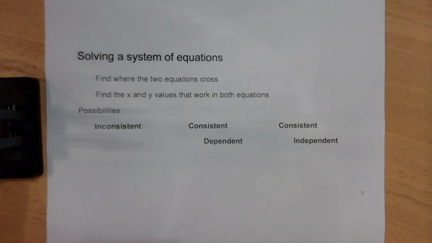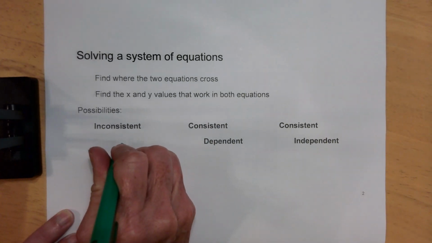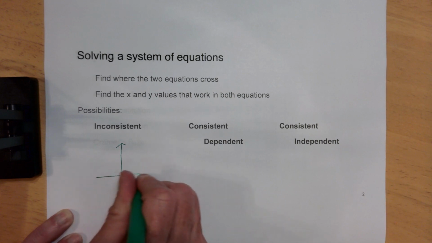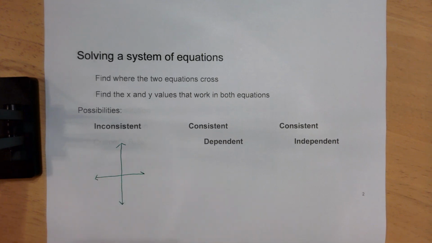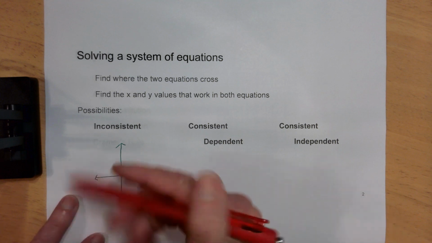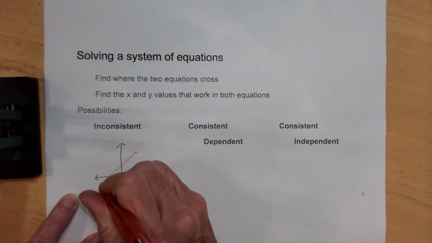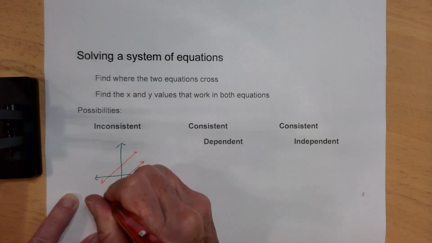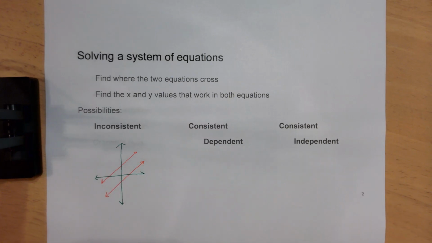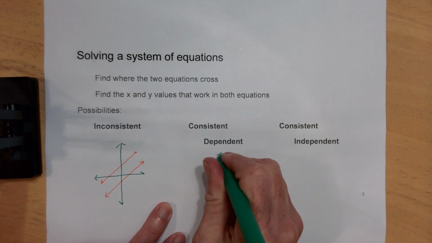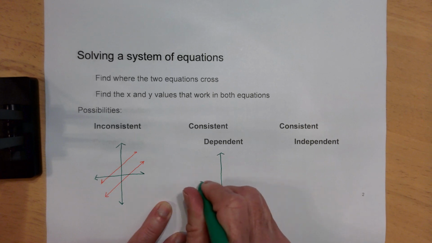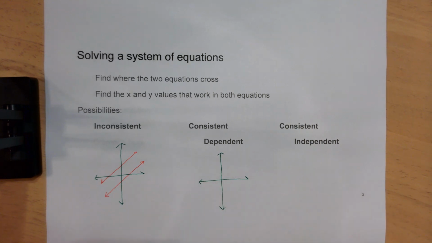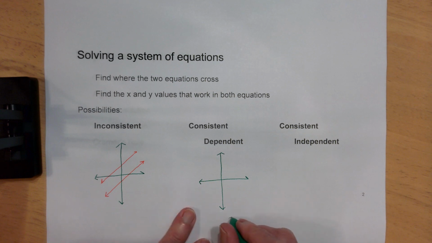There's different possibilities. You could have two equations that are inconsistent, and that simply means that they're parallel lines and they never cross. So that would be an inconsistent system of equations. They have absolutely no points in common. Then you could have a consistent and dependent system of equations. And that means that they have, if you will, infinitely many solutions, or they would graph the exact same line.